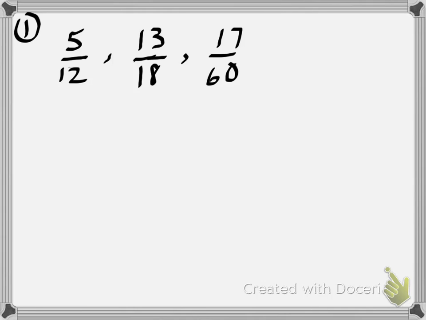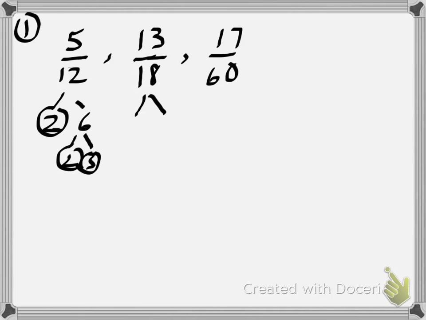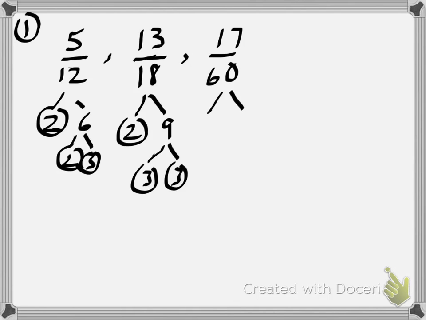So for that, one way we can do that is by using factors. So we have 2 times 6, 2 is prime, 6 is not, and that's 2 times 3, those are both prime. 18 is going to be 2 times 9, 2 is prime, 9 is not. So we have 3 times 3, those are all prime. This 60 is 6 times 10, and 6 is 2 times 3, and 10 is 2 times 5.